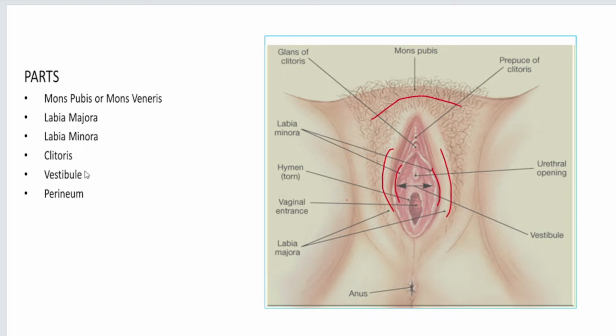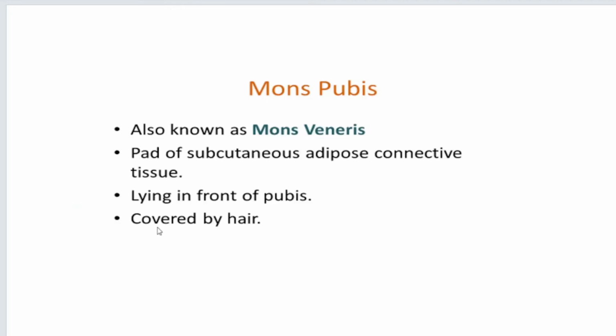The other parts are the clitoris. Here you can see the clitoris. And the vestibule. Vestibule is nothing but a triangular space in the vulva. I will discuss it later. And the perineum. Perineum we also discuss later. Let's start one by one.